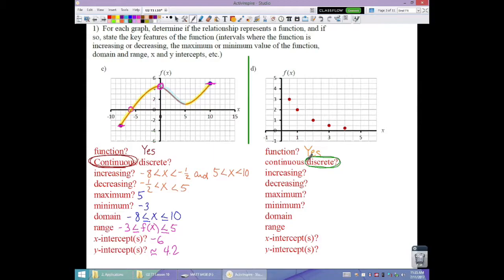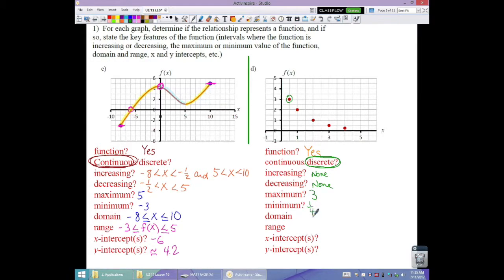Increasing, well, we don't have any intervals, increasing, decreasing, or of any other kind, because nothing's connected. So none, none. You can't have an interval if you have a discrete function. Maximum would be the highest point, that's at 3. The minimum would be this lowest point. I'm going to say that's probably at 1/4. The scale here is counting by a half, so that looks halfway to a half.